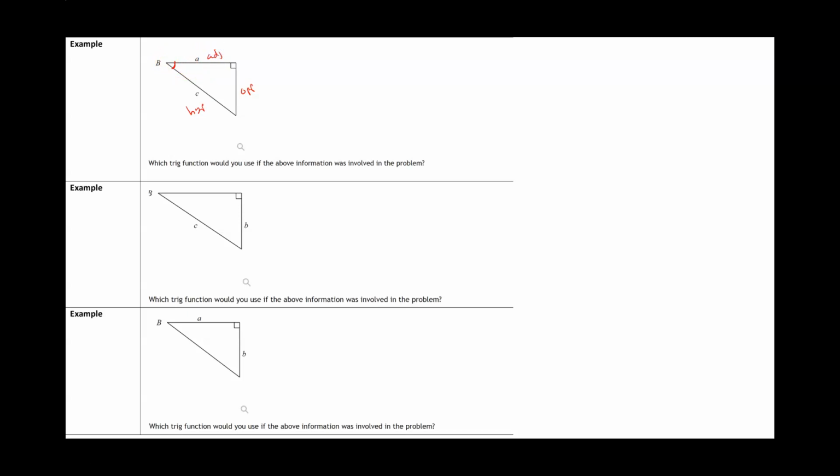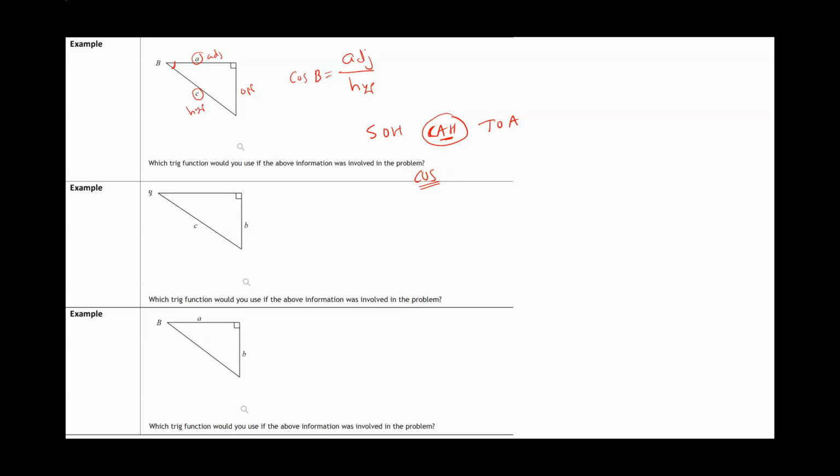So now let's take a look at which information we are given. In relation to angle B, we're given the adjacent side, and we're given the hypotenuse. In SOH CAH TOA, the adjacent and the hypotenuse are related by the cosine function. Sorry, it's not beta, it's B. So which trig function would you use? I would use cosine.